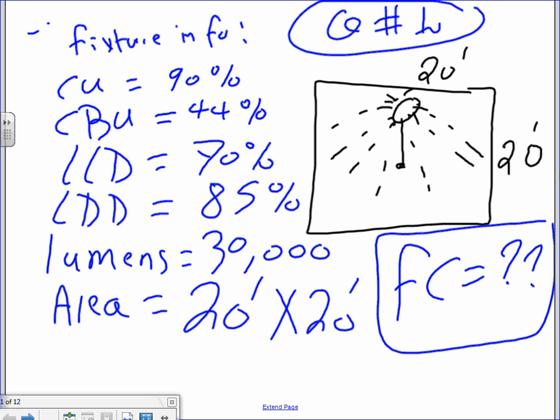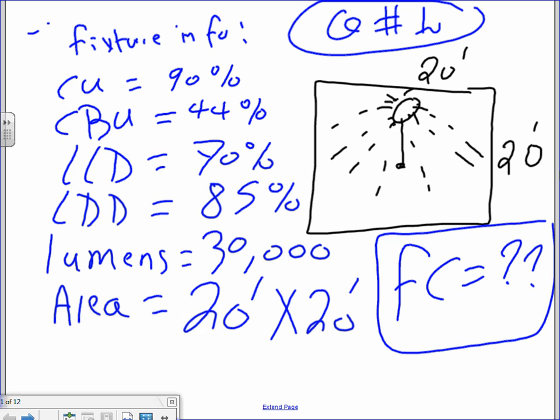Great. Wow. Okay, ladies and gentlemen, here's what we have. Question number one, guys. You have it right in front of you, right? You have all this information on the sheet that I gave you. Everybody can see that? It's a floodlight problem. The coefficient of utilization is 90%, the coefficient of beam utilization CBU is 44%, the lamp lumen depreciation factor is 70, the light dirt depreciation factor is 85, lumens 30,000. It's a floodlight. The area that we need to flood with this light is 20 by 20.